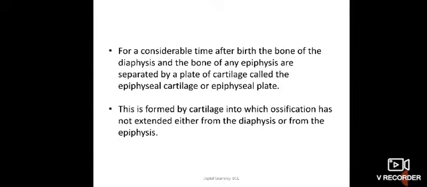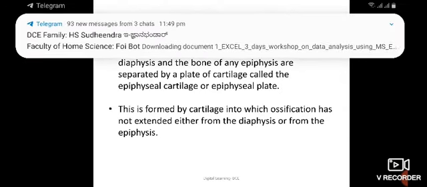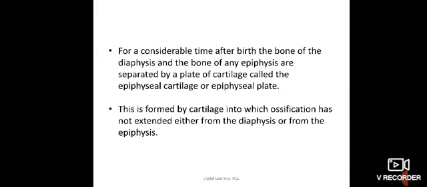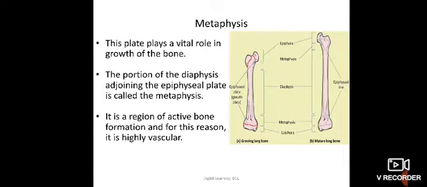For a considerable time after birth, the bone of the diaphysis and the bone of any epiphysis are separated by a plate of cartilage called epiphyseal cartilage or epiphyseal plate. This is formed by cartilage into which ossification has not extended either from the diaphysis or from the epiphysis.